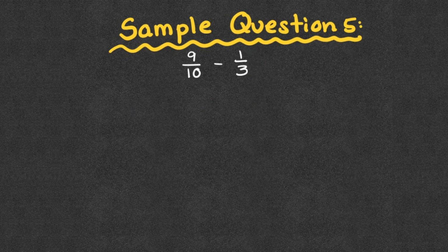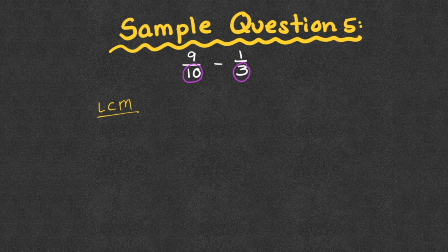All right, sample question number 5. We're just about halfway through. So subtraction is the exact same. If we look, we can see that we have two different denominators. So we're going to find our LCM.